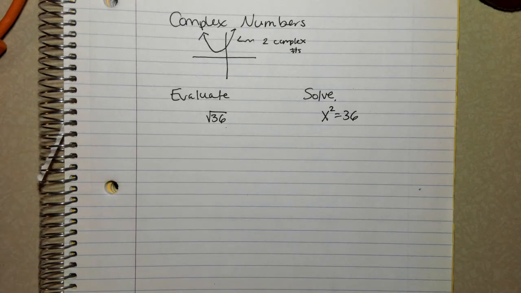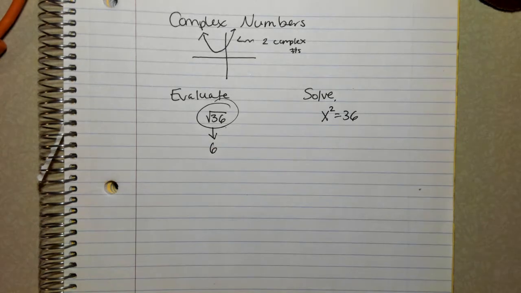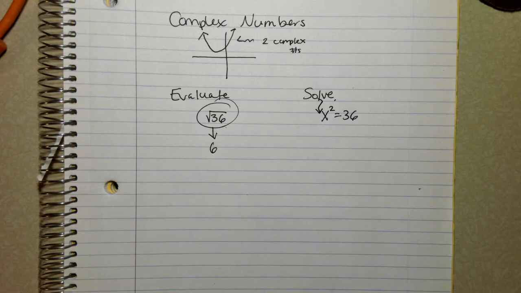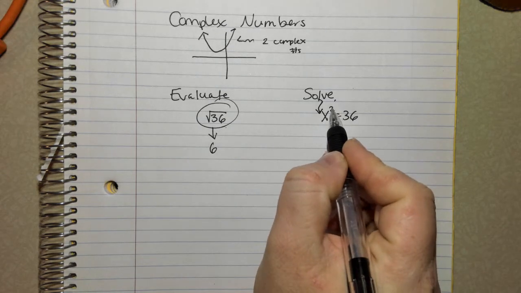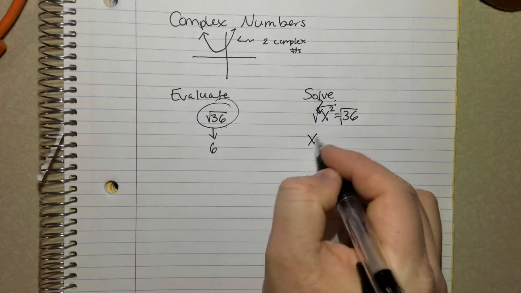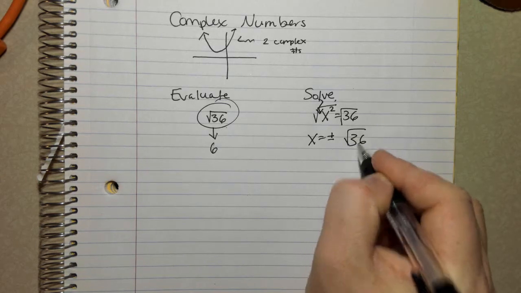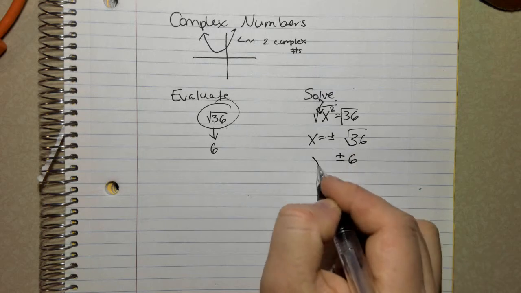When you evaluate something, you simplify it. What is the square root of 36? The answer is simply 6. When you solve, you're trying to find the answer to an unknown variable, in this case. So to solve for the unknown variable x, I want to isolate it. I want to remove the square. Opposite of squaring something is the square root. This also tells us we're going to have 2 answers, so I put a plus and minus. Now, I already know the square root of 36 is 6. I bring that down, and in front is a plus or minus sign.